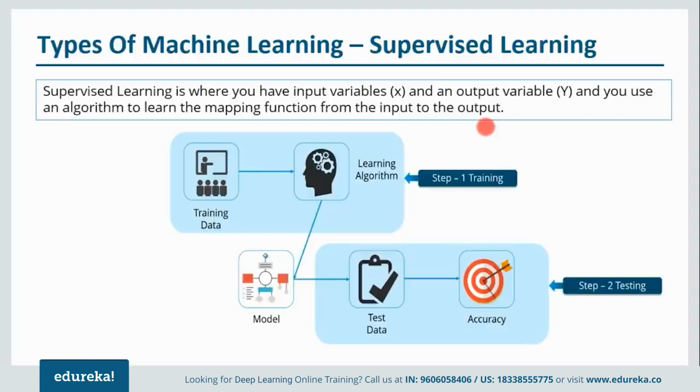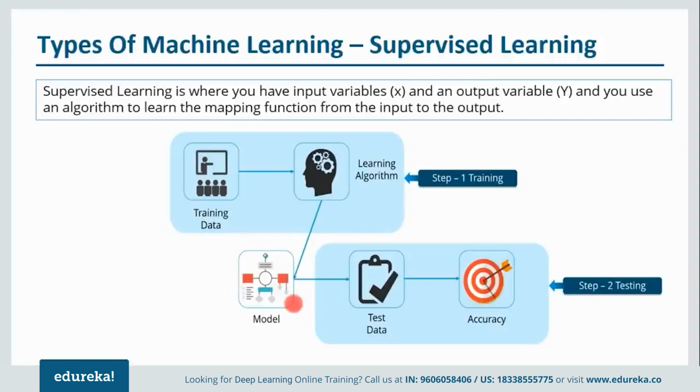Now let me tell you how it actually works. You have data, you divide that data into training data as well as test data. On the basis of this training data, you train your machine and after that you create a model. As you can see, this phase is called the training phase, and after that you create a model.